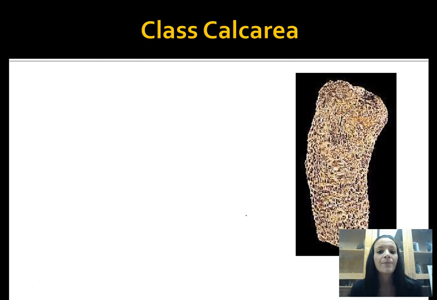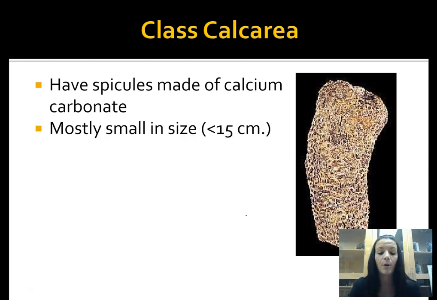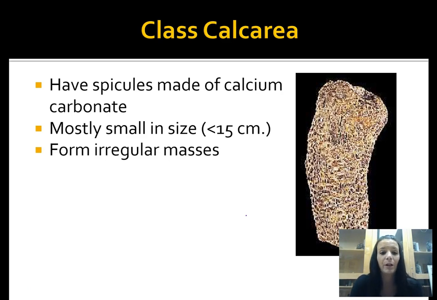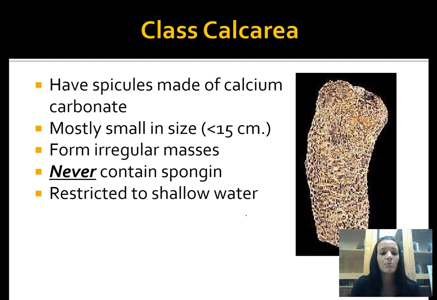So Calcarea is the class that has those spicules. So these are going to be very hard sponges. They're not squishy like you would think about your bath sponge. And they're mostly small in size, typically less than 15 centimeters. And they form irregular masses. Like I said, they never contain spongin, so they're not going to be that squishy that you would think of, and they're restricted to shallow water and strictly marine.